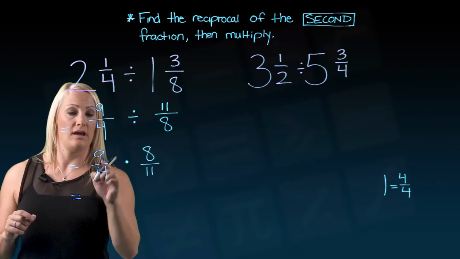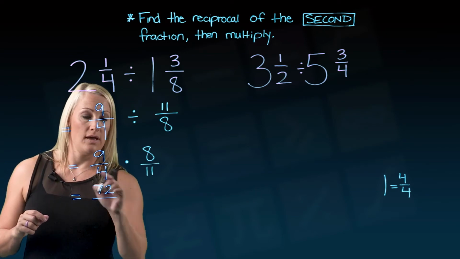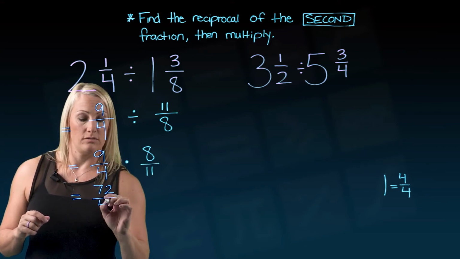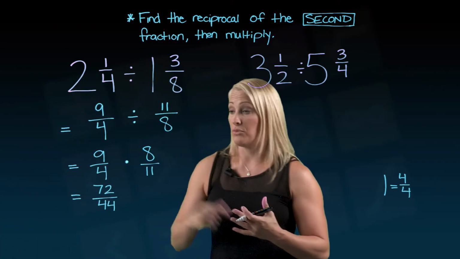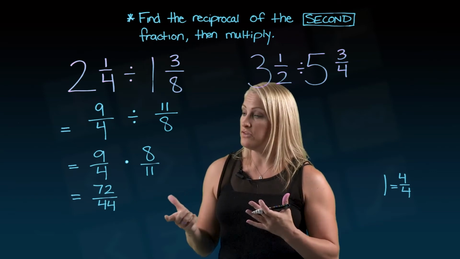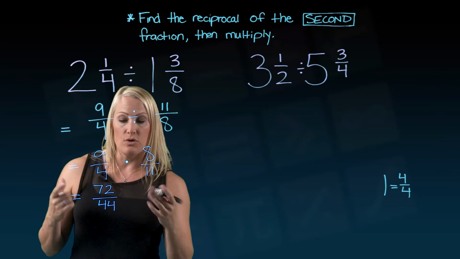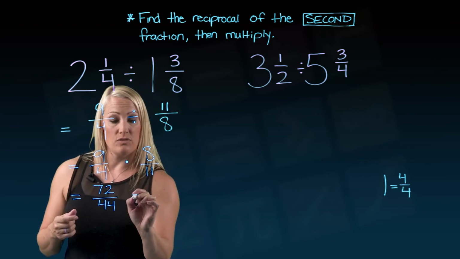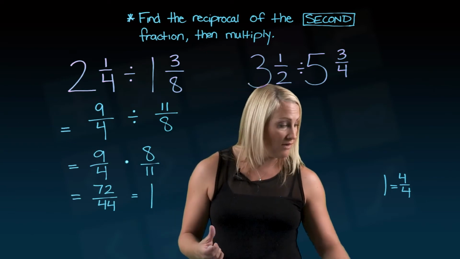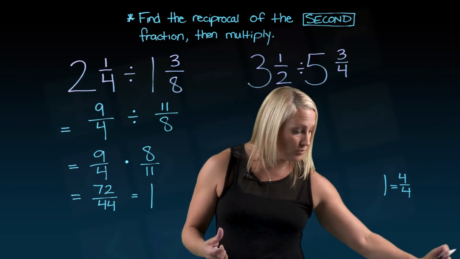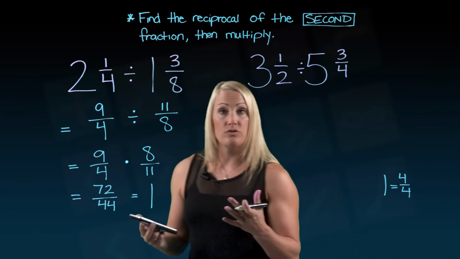And my final answer would be 9 times 8, which is 72, and 4 times 11, which is 44. That's the correct answer. That is right. But if you want to reduce that, you want to figure out how many times 44 goes into 72, and it goes in 1 whole time, and then you want to figure out how much you have left over. And maybe you're really comfortable with doing that in your head. I'm just going to grab my calculator. Maybe you're comfortable with doing that in your head.